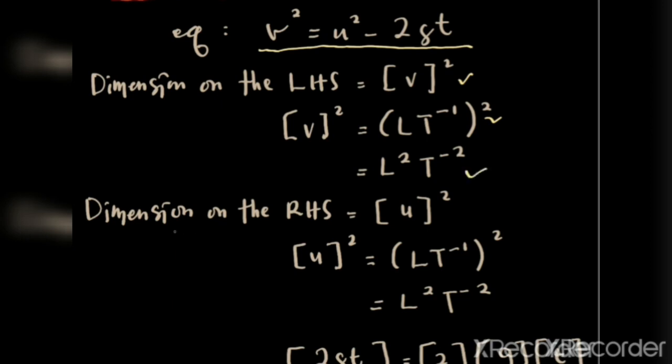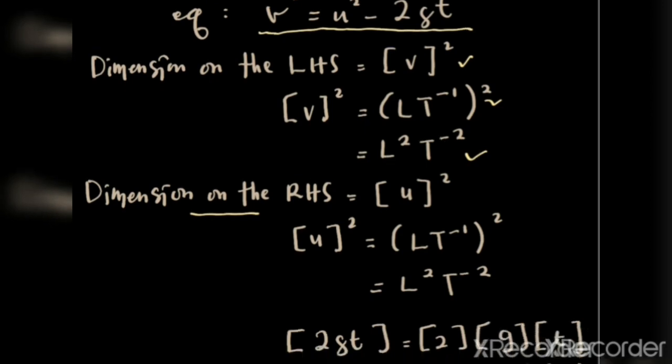For the dimension on the right hand side, we have two variables, which are u² and 2gt. So we have to check one by one. The dimension for u², where u is the initial velocity, is (LT^-1) squared. Finally, the dimension of u² is L²T^-2.